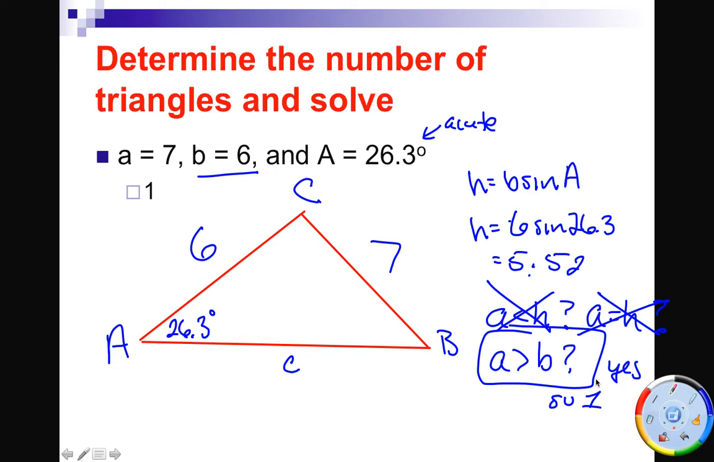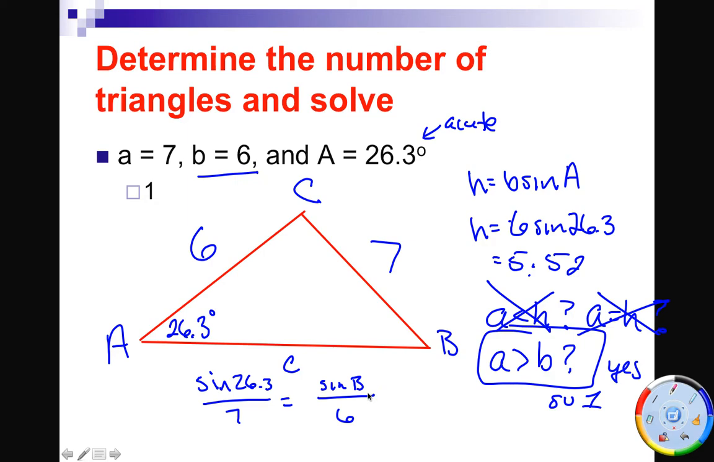Now, the whole idea is to solve the triangle. Well, guess how you solve the triangle? And if you said, I hope I heard everybody say, it's the law of sines. Because it's still the law of sines. Even though it's this ambiguous case, it's still the law of sines. So I would say that, however you wanted to do it, I guess, sine of 26.3 over 7 is equal to the sine of big B over 6.